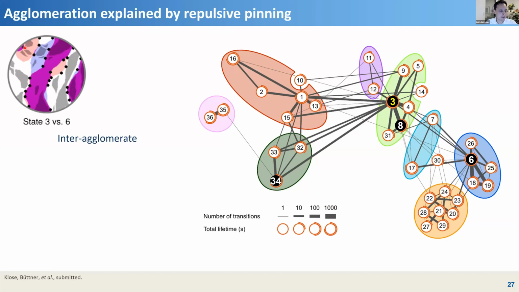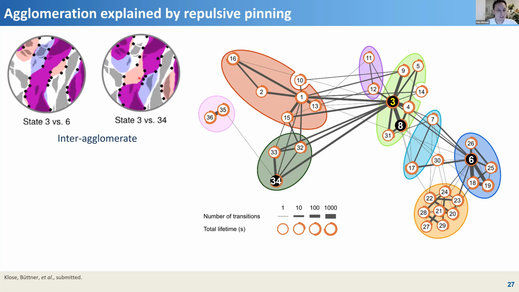So here you can see that in order to change from state 3 to 6, you need to overcome a lot of these repulsive pinning sites. Repulsive pinning sites are shown here in these gray areas, whereas attractive pinning sites are shown as black dots. If we compare this to state 3 and 34, which is also an interagglomerate transition, then we see that also here we need to overcome certain repulsive pinning sites, but fewer of them, right? So a large part of the sample here requires little or no switching over repulsive pinning sites. That's why this transition is also happening more frequently.